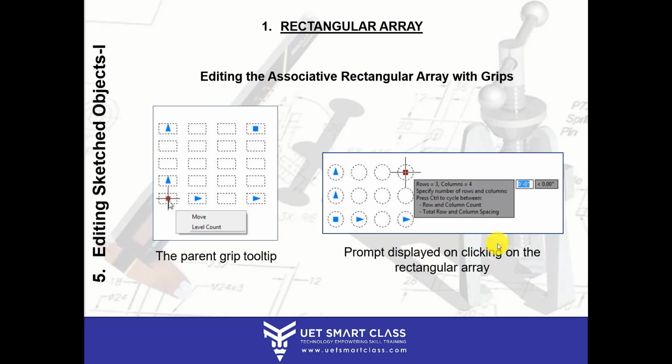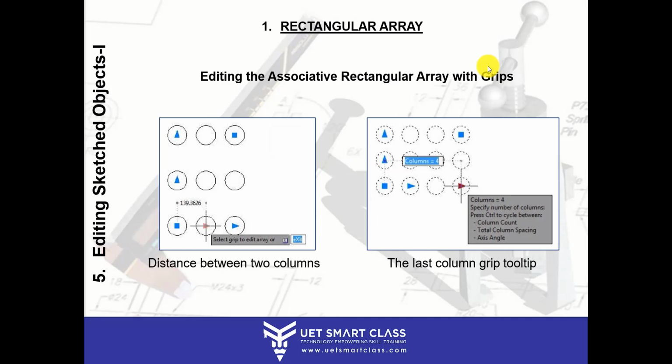Okay. When you select the corner grip, it will specify the number of rows and number of columns. So you can change the number of rows and number of columns. And by pressing the control button, see, the tooltip is showing here. By pressing the control button, you can cycle between the row and column count and total row and column spacing. So you can do both things. Okay. So this is through grip points. See, you can change the distance between the 2 columns. In the last grip, you can change the number of columns.